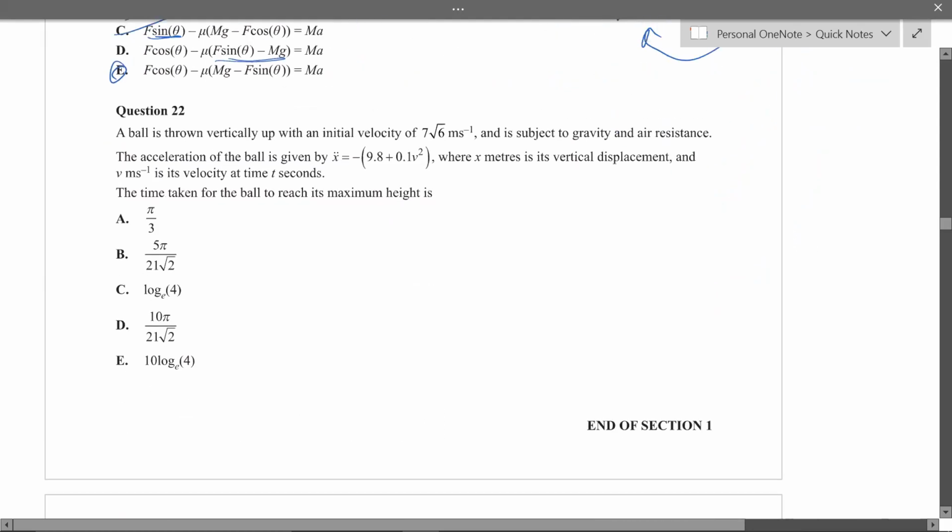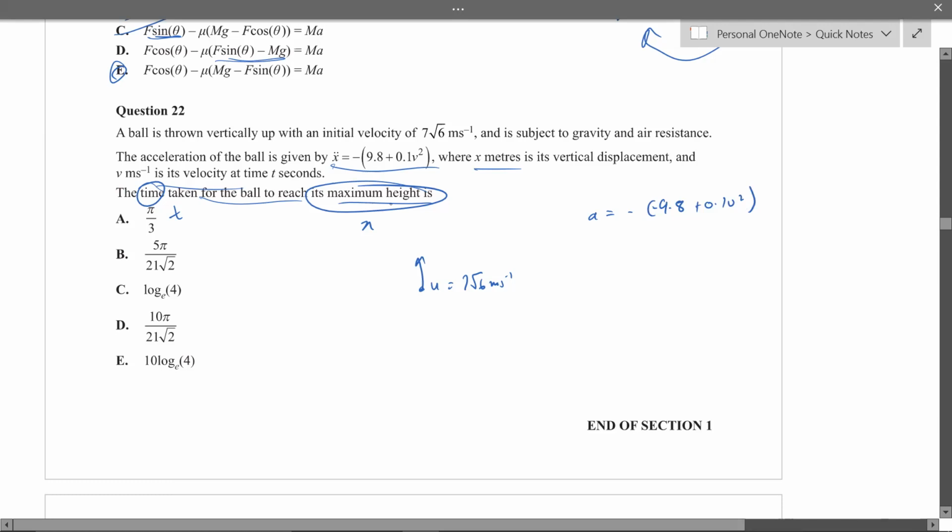So D, there's a ball thrown vertically up with initial velocity 7√6. This is the acceleration, and x is displacement, v is velocity, and we want the time to reach its max height. So this is where you have to choose which acceleration formula you're going to use. Since it's asking for the time to maximum height, you're going to have to find something with x and t. So if we have a equals -9.8 plus 0.1 v squared.